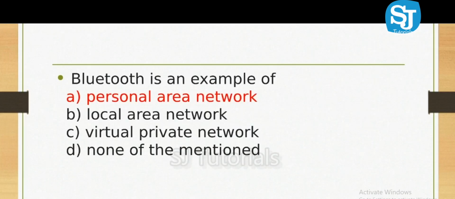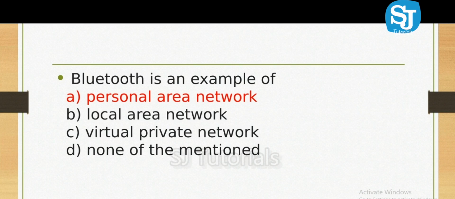Okay. Then the next question: Bluetooth is an example of dash. Personal area network, local area network, virtual private network, or none of the above. PAN, LAN, VPN, none of the above. The correct answer is PAN, personal area network.